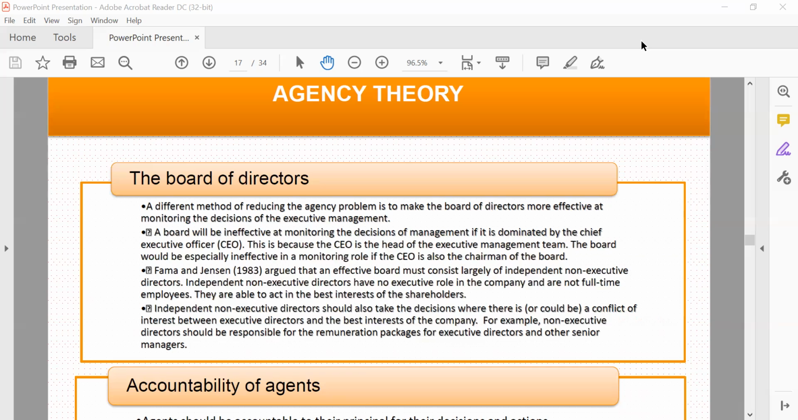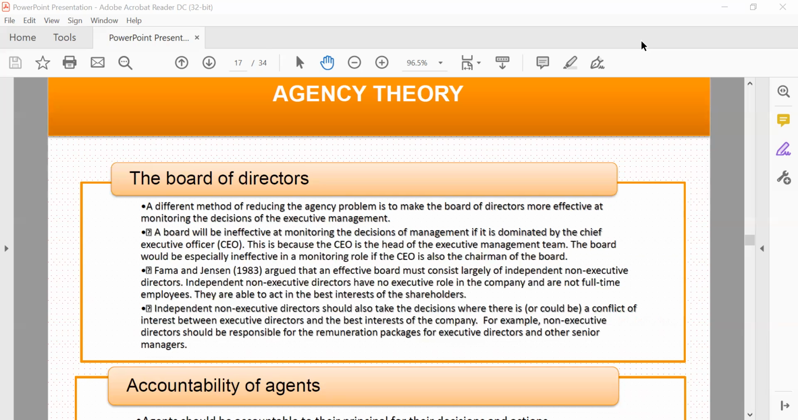Now, why is this? The chief executive officer is an executive officer. He or she is part of the executive management. If he is on the board and he's dominant, then monitoring will be ineffective, especially if the chief executive officer is doing something that is not in the interest of shareholders. He or she will be silent on those issues. So if the CEO is a dominant figure on the board, monitoring will be ineffective. This is because the CEO is the head of the executive management team.